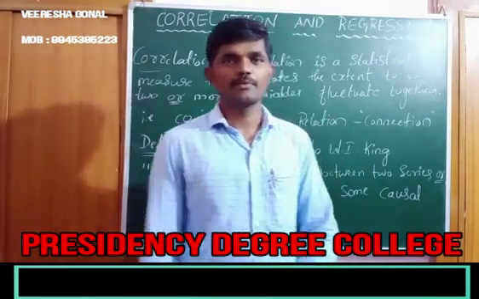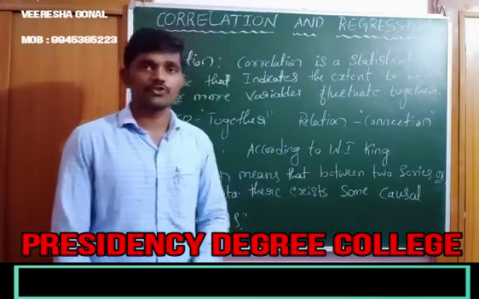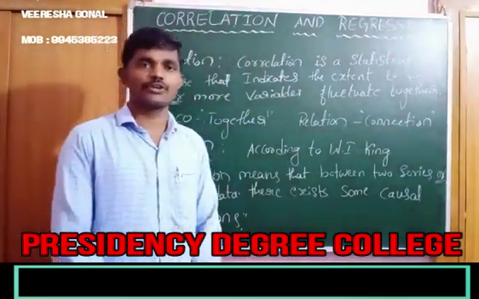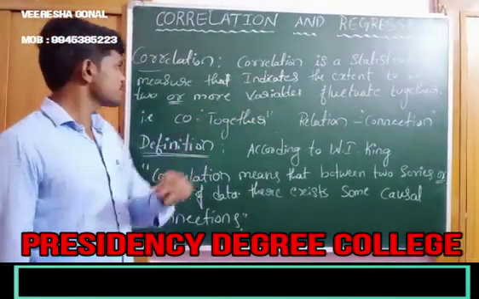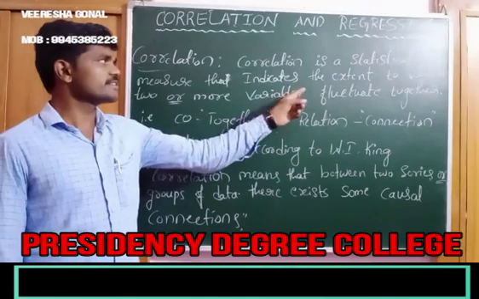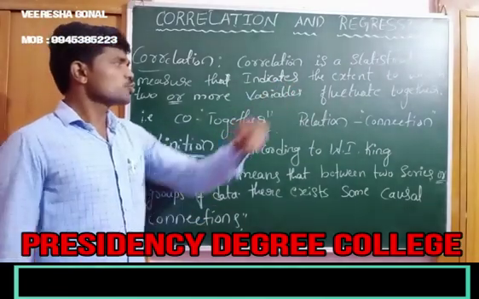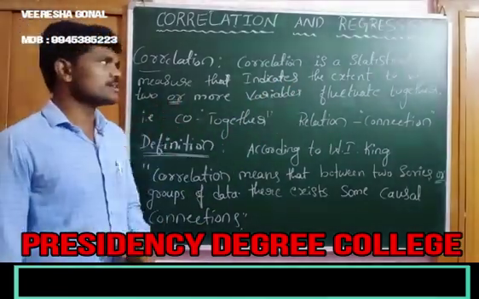Now we are discussing the correlation and regression chapter. It comes under quantitative techniques. Correlation is a statistical measure that indicates the extent to which two or more variables fluctuate together.